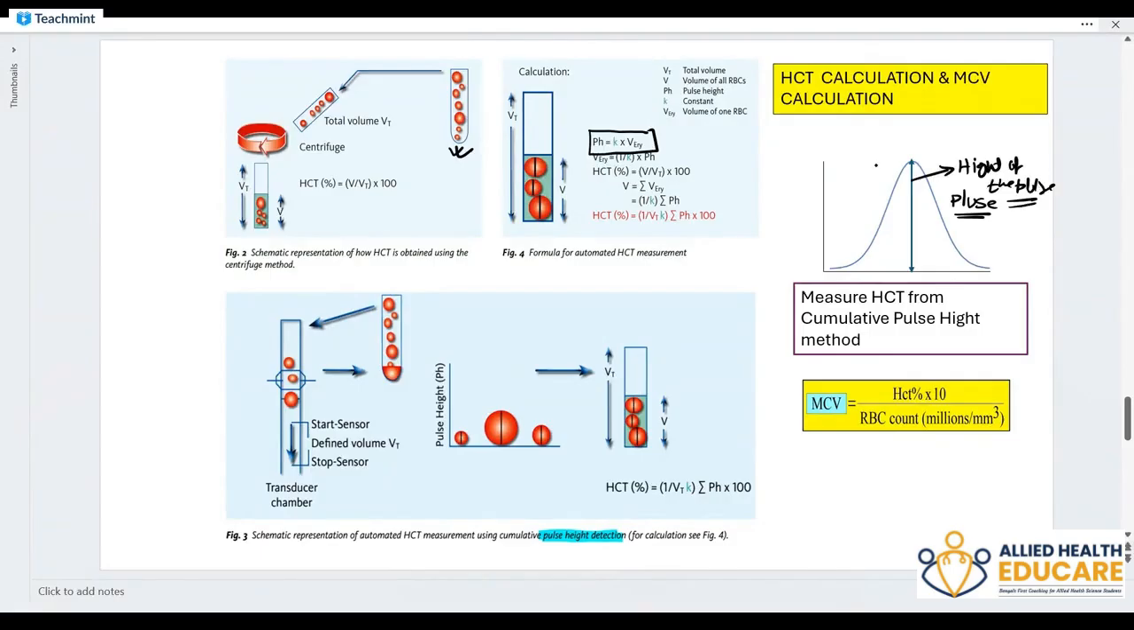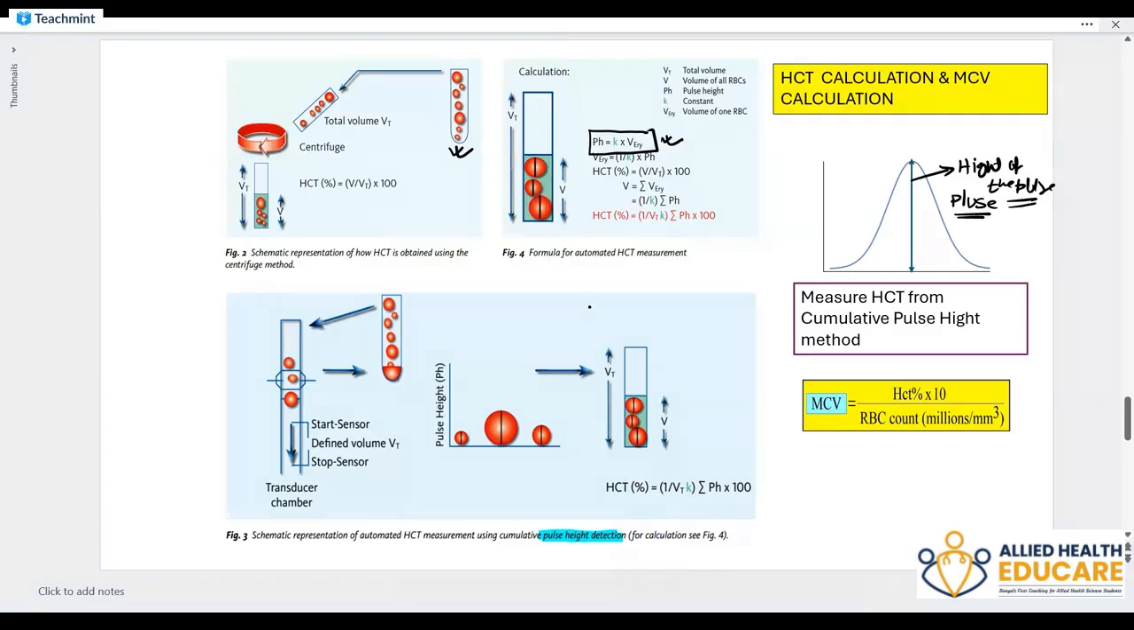So what does the machine do? It accumulates all the pulse heights, puts them together and calculates the hematocrit. The machine obviously uses a formula. I am not going into details of this formula because it is very difficult to understand. And that is how hematocrit is formed.